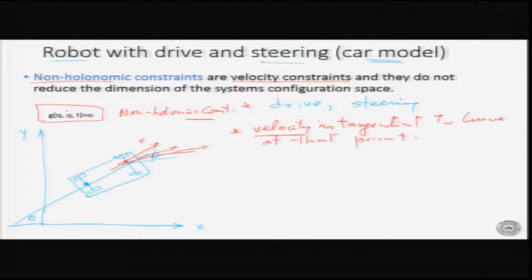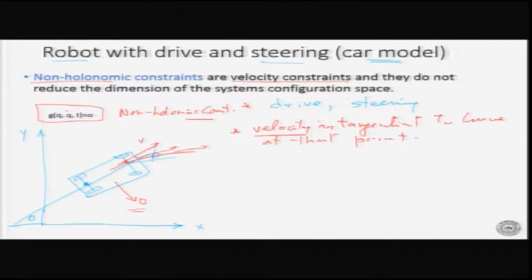Okay, so these kind of constraints, which are velocity constraints, are called non-holonomic constraints. Now what does this constraint do to this vehicle? If you think a little bit, because this constraint is there, this car cannot go sideways. It can go forward and it can turn only at a particular angle. It cannot go sideways. So the side velocity is equal to 0. So this constraint has ensured that the vehicle cannot go sideways.